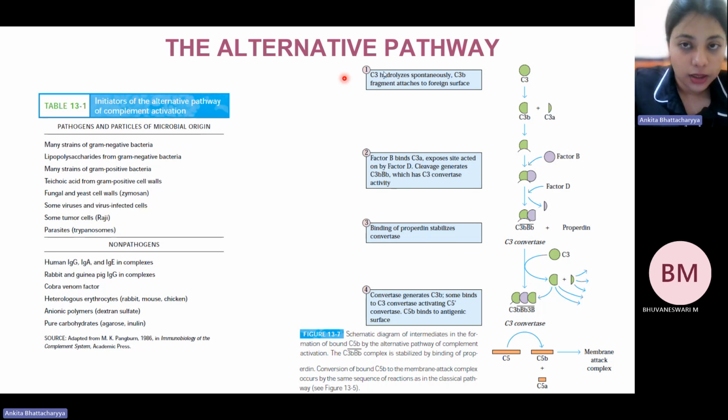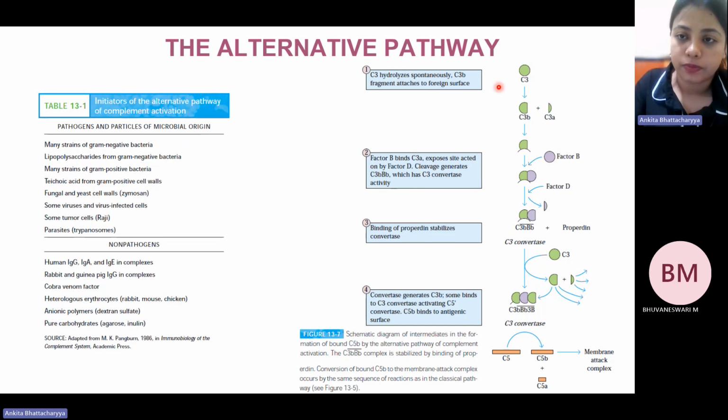So how does this work? How does the alternative pathway work? You can see that again, the starting point is of course C3. From C3, the step where it is different is that its hydrolysis is occurring in a very spontaneous manner, and the C3b fragment is able to attach to a foreign surface, the foreign surface that we talked about.